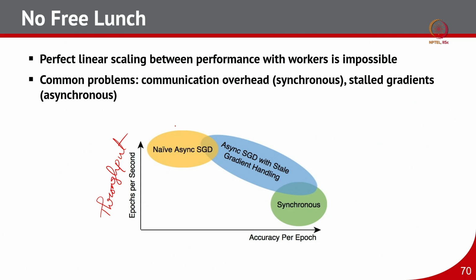So, the common problem is, in the synchronous case the communication overhead is the problem. In the asynchronous case stale gradients are the problem, because in the asynchronous case we are not taking into account the other data set which is being trained on the other GPU, right. So, perfect linear scaling of performance with the workers is almost impossible. That is why there exist some techniques which perform asynchronous stochastic gradient descent with stale gradient handling. Okay.